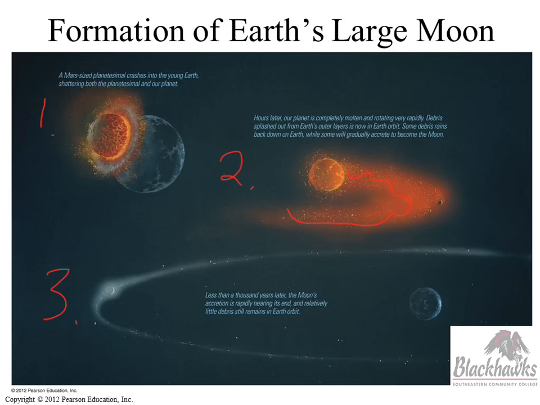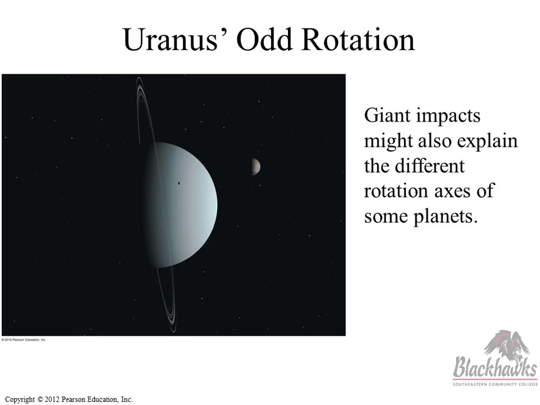Let's see, number 3 says less than 1,000 years later. Interesting. So this is Uranus, and there's a set of rings around Uranus. And it just was a casualty of that early bombardment.